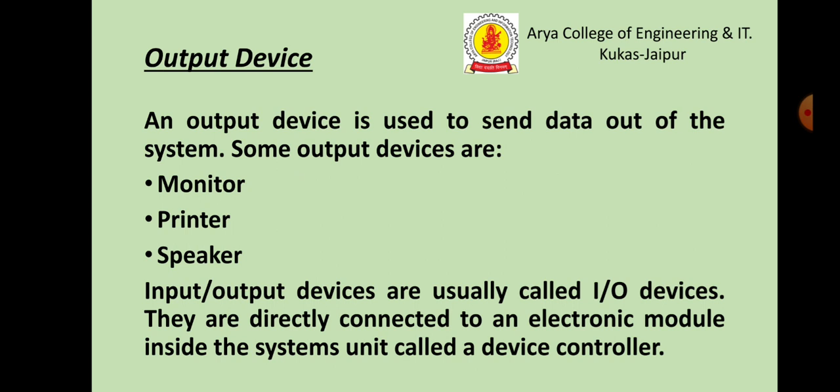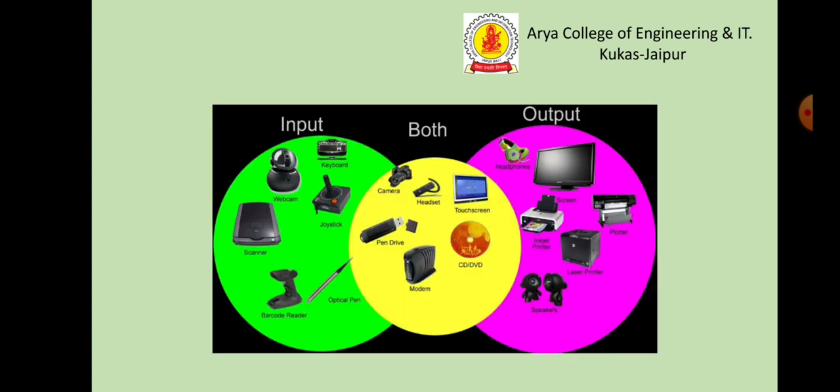Here we have to discuss the device controller. What is a device controller? All the activities of input output devices are controlled by the device controller and it resides inside the computer system. Here in this Venn diagram, some input and some output devices are shown, but some devices like camera, touch screen, pen drive, CD DVD players work as both input and output devices.